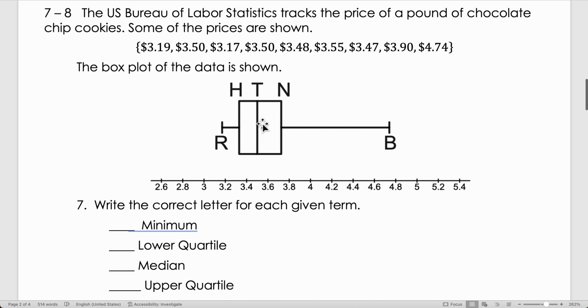Before we answer 7, let me just highlight some things about this really quickly. A box plot is splitting up the data into what are called quartiles. Okay? And here's how it works. You have the lowest point of data, which is called the minimum. The highest point of data is called the maximum.